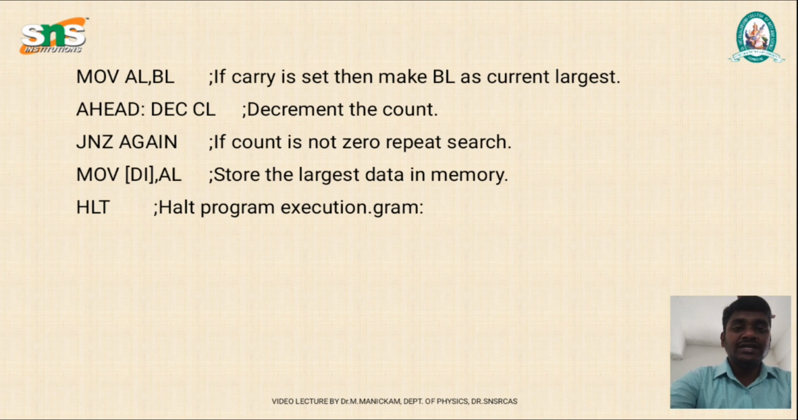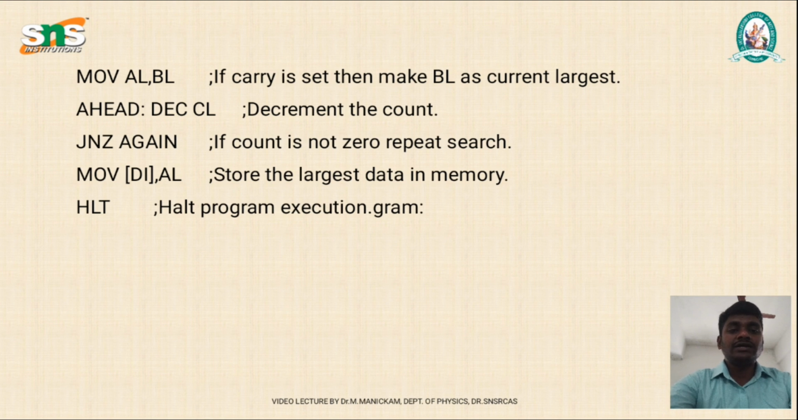Next step, JNZ again. If the count is not 0, repeat the search. If it is not 0, it will loop, this is a looping concept, so it will compare all the other data. For example, if you take a count as 7, meaning we give 7 input data, the first data is compared with the others, and we can find the largest by comparing the values. Then MOV DI, AL.